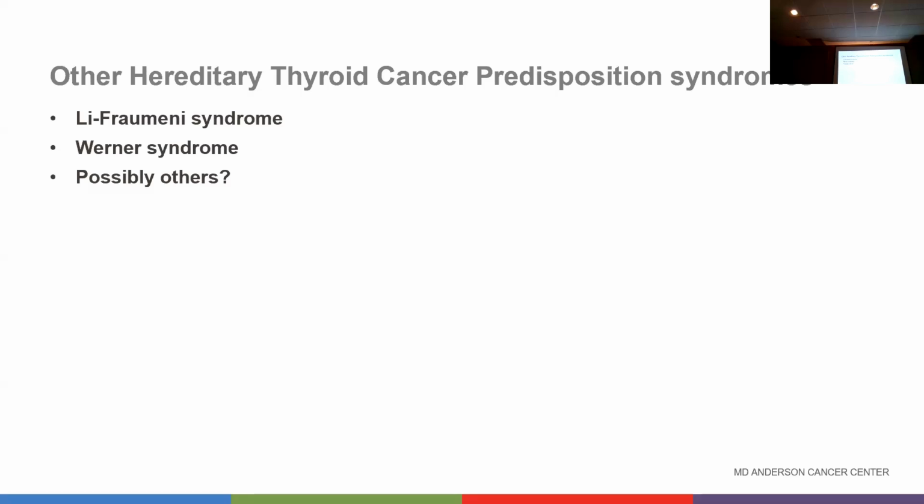There are a few other hereditary syndromes where we can see an increased risk of thyroid cancer, including Li-Fraumeni syndrome, which is characterized more so by an increased risk of breast cancer and sarcomas, but we can certainly see thyroid cancer in those families. Werner syndrome, which is a very rare condition associated with premature aging, and possibly others that we either haven't yet discovered or that we just haven't quite characterized whether or not there may be an increased risk of thyroid cancer.